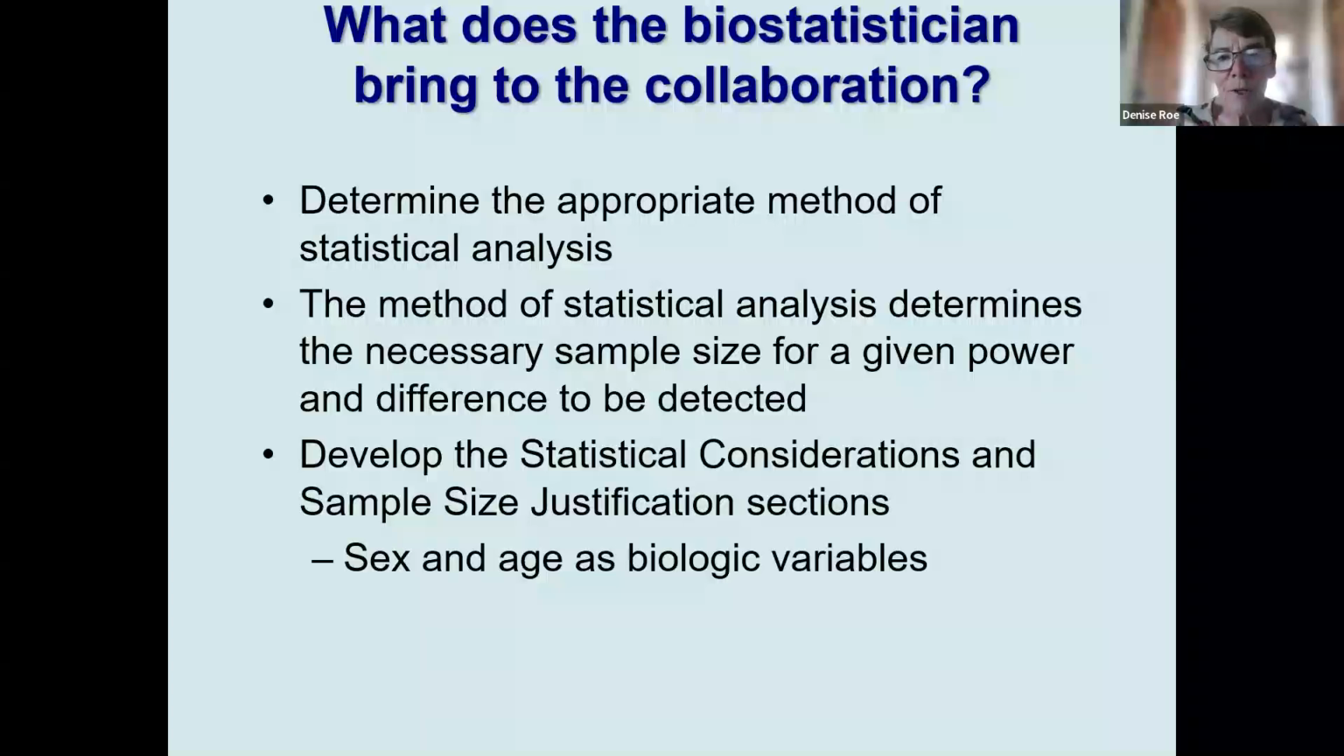So what's my role? Well, I determine the appropriate method of statistical analysis, which is what I do to determine the sample size for a given power and difference to be detected. I develop the statistical considerations and sample size justification sections. I always write them in that order because I have to talk about how we're going to do the analysis first, and then I can write about the sample size justification. And usually we consider the use of sex and age as biologic variables.